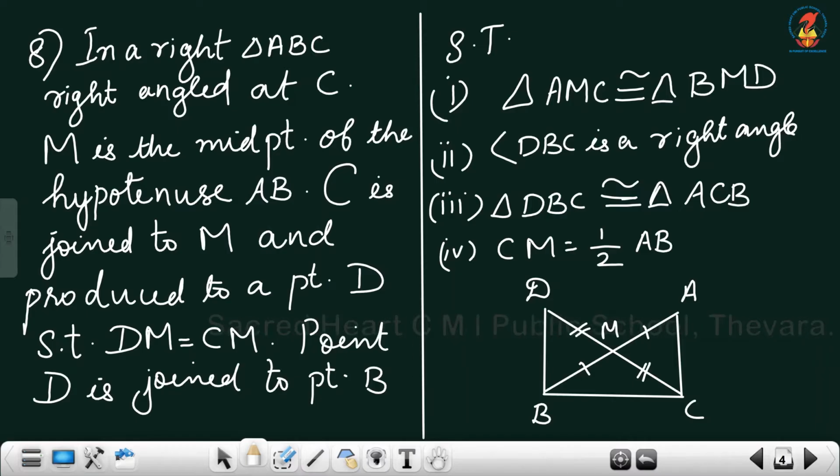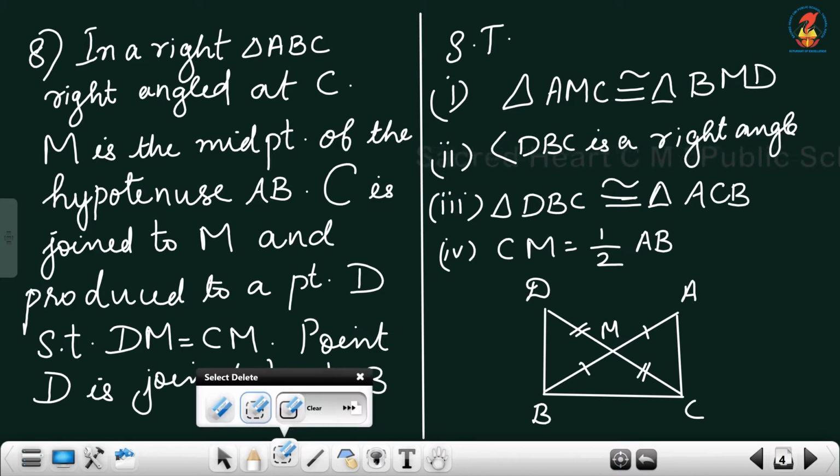Next question. In a right triangle ABC, right angled at C, M is the midpoint of the hypotenuse AB and C is joined to M and produced to the point D such that DM is equal to CM. Point D is joined to B. We have to show that triangle AMC is congruent to triangle BMD.